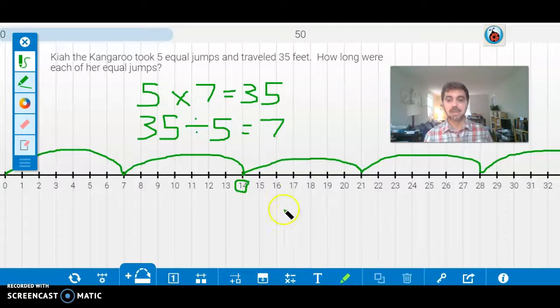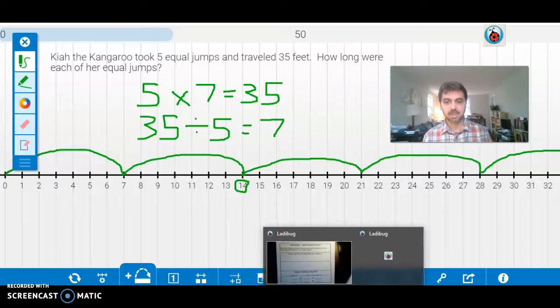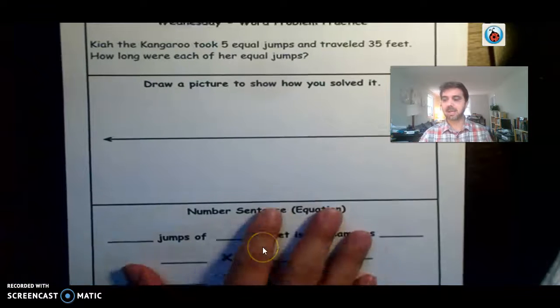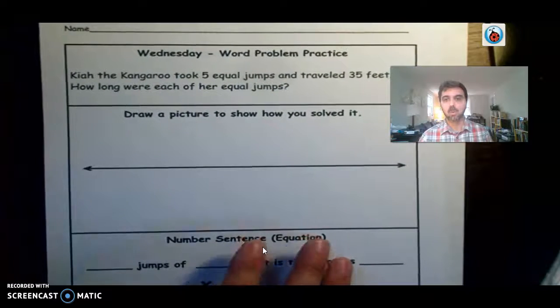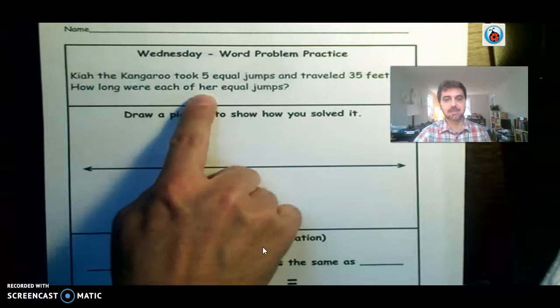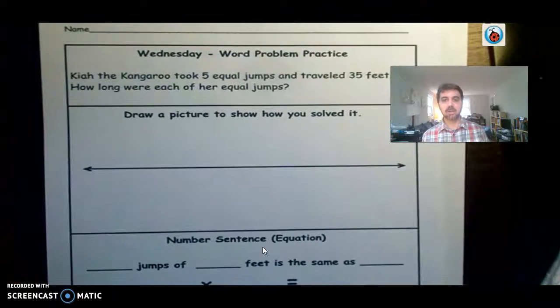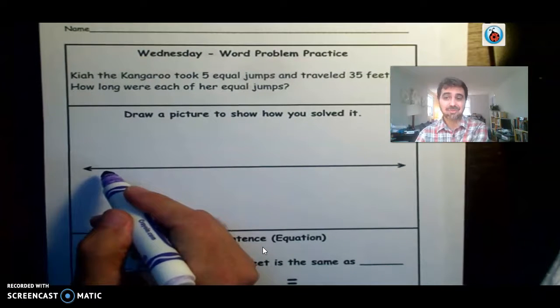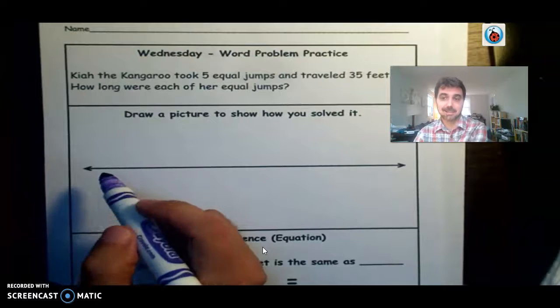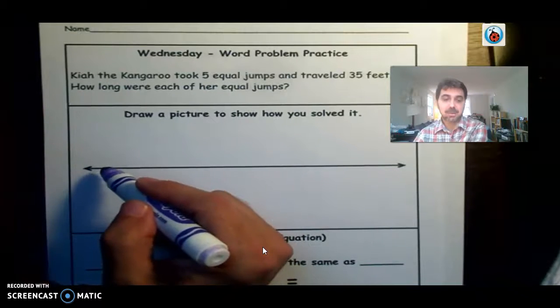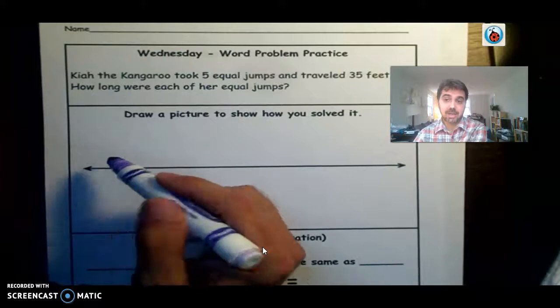Awesome possum. So let's go to your math packet. I know it's your favorite thing in the world. So please take out your math packet. It should say Wednesday word problem practice. It's the same one we just did. So on here, it's really important to use your pencil, right? Because if you make a mistake. So I'm not going to use a pencil just because we already figured it out.